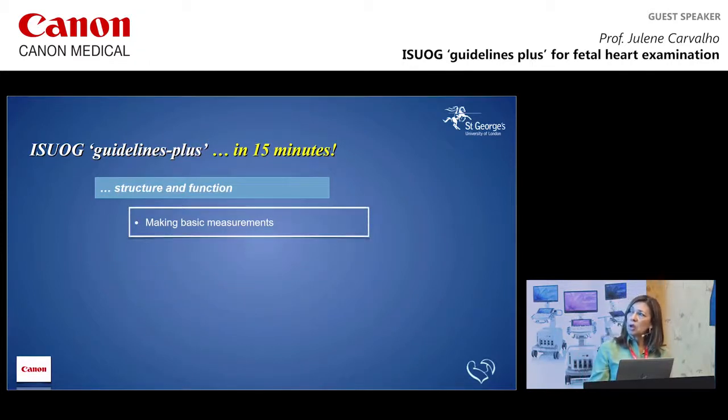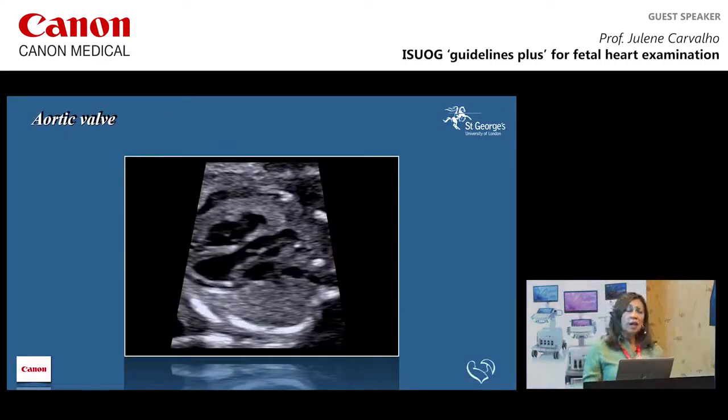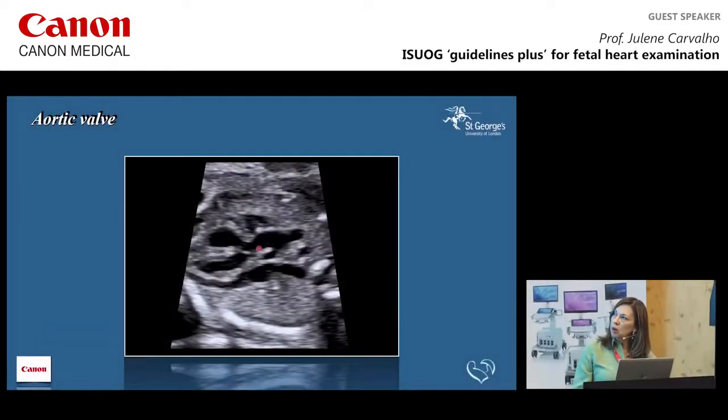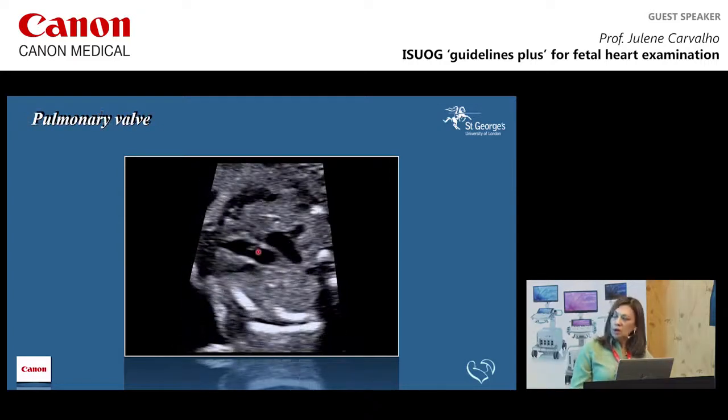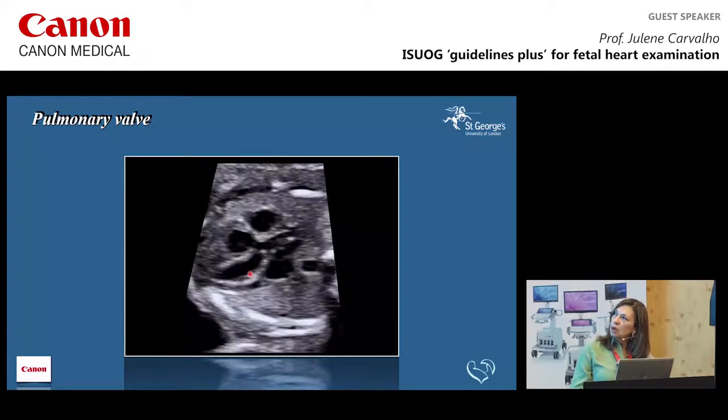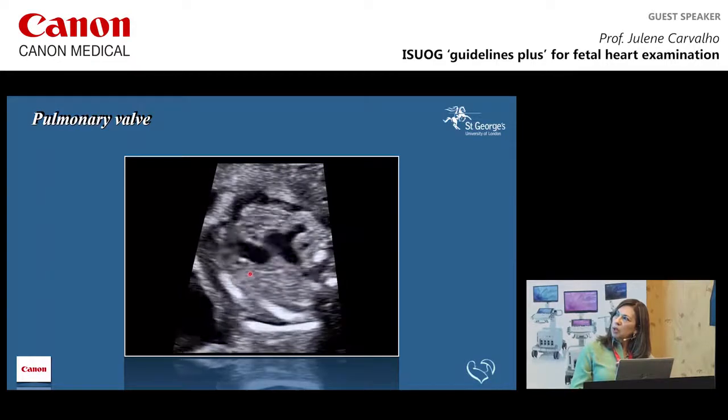So, basic measurements. If you don't measure anything, I suggest that you measure at least 2 things on your scan, the aortic valve and the pulmonary valve, because one, it makes you look at the image. There is our aortic valve, and I think you're very familiar with that. When you're doing the scan, stop the image and see the valve opening and closing. The pulmonary valve is the same principle. It should be thin, and you should see it opening and closing. That's a sweep from the aorta to the pulmonary valve.